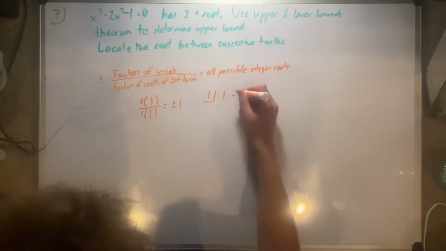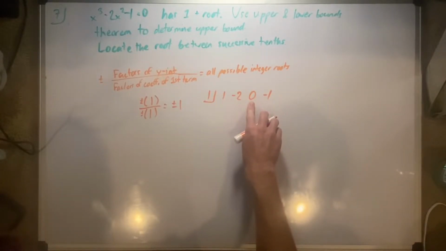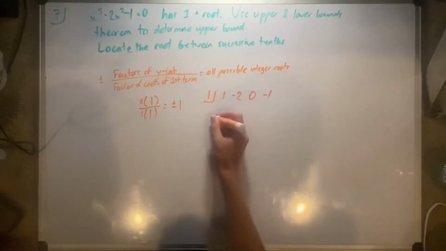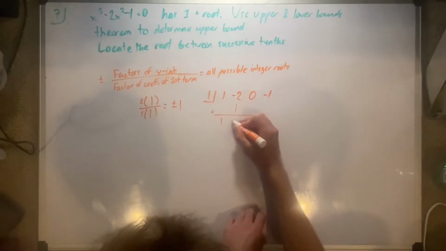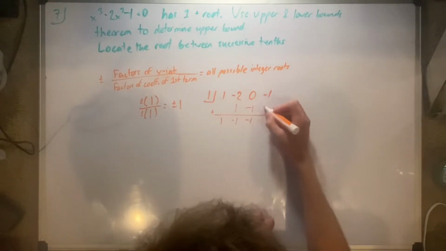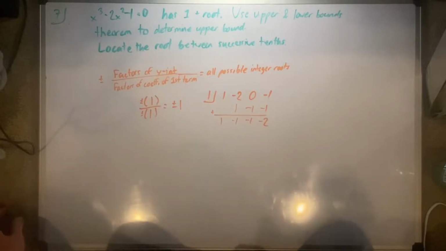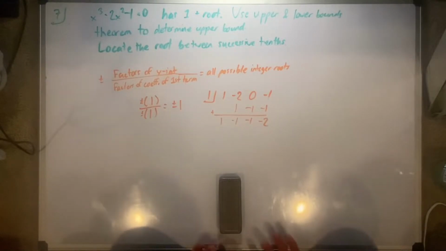We're going to have 1, negative 2, 0, negative 1. Remember that 0, otherwise you will miss it, because that 0 is where the x to the first power is, but there is none here. And then we will solve. Here's our plus sign, drop that 1 down, multiply. Here we have negative 1, negative 1, negative 2. So we know now that 1 is not it. Of course, we could stop here and say it's not a positive root, but we want to keep going because we want to see what that upper bound is.